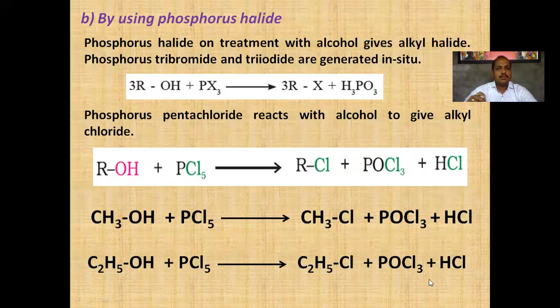So by using these phosphorus halides, that is phosphorus tribromide, phosphorus triiodide and phosphorus pentachloride, we can prepare alkyl halides easily. Now see the slide carefully.